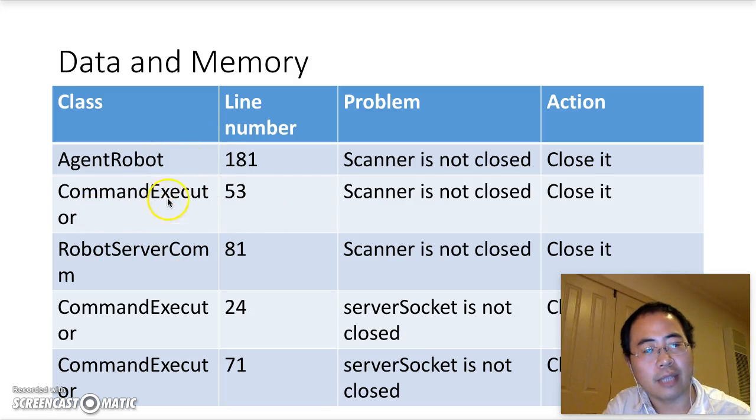The third part is the data and the memory. The common problem is that some resources are opened, but they are never closed. So that tends to lead to resource leak. For example, on line 181 of the agent ZOPT, scanner is never closed, so we need to close it. And the other similar is server socket is never closed on line 24.